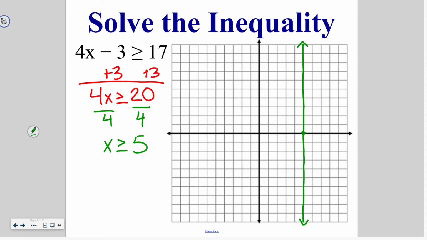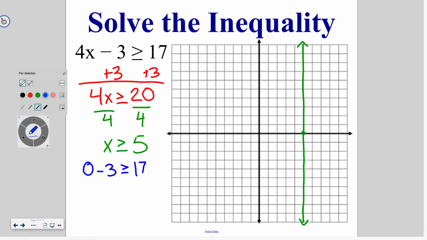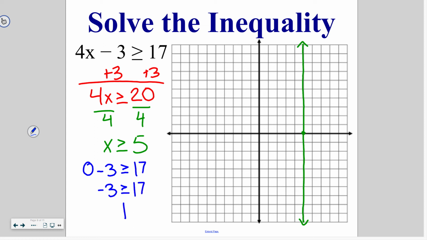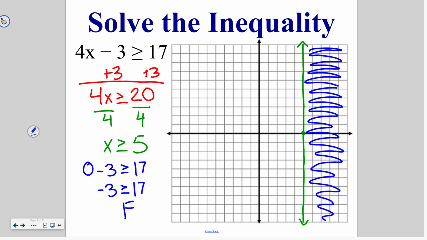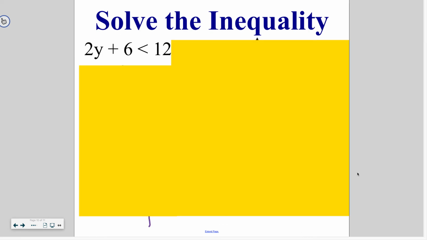And then we are still going to plug in 0 into the original equation. So 4 times 0 is 0, minus 3 is greater than or equal to 17. Negative 3 is not greater than or equal to 17, which means 0 cannot be part of our answer, so I am going to shade to the right. Go ahead and solve this one on your own.